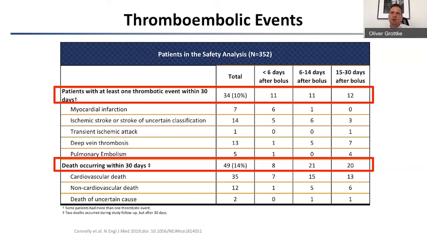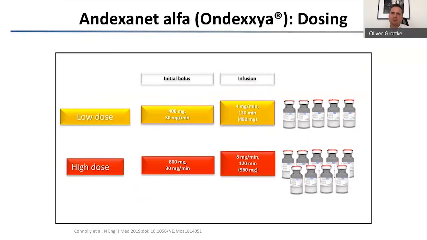So the major drawbacks of andexanet alfa include this difficult regime of an initial bolus plus 2-hour infusion, potentially elevated thromboembolic complications, and substantial costs. So we had long discussions. Can we actually afford this antidote for our patients? And the problem is that andexanet alfa currently is the only licensed drug for the reversal of factor Xa inhibitors. So what are other options?